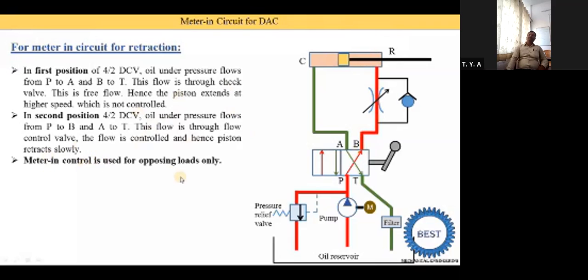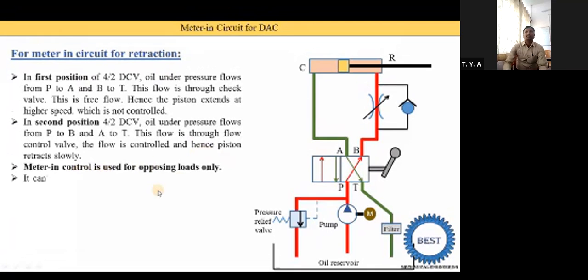So I just remind again, for the meter in circuit for retraction, we are able to control the speed only during retraction. So we have two options to select, the meter in circuit for extension or for retraction. In one system, both are not possible. According to the requirement we select either one. Suppose we need to control the speed during retraction, then we select the meter in circuit for retraction. Suppose we need to control the speed during extension, then we use the meter in circuit for extension. So the meter in circuit is used for the opposing load only.